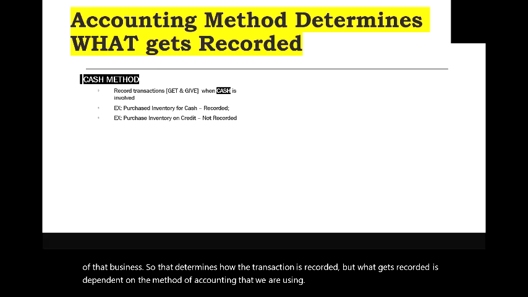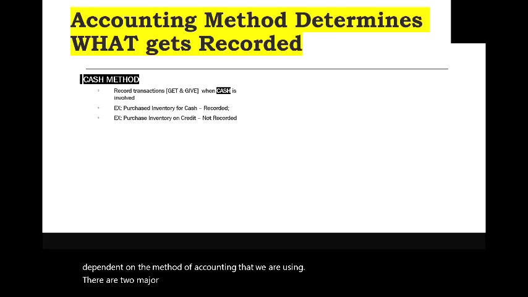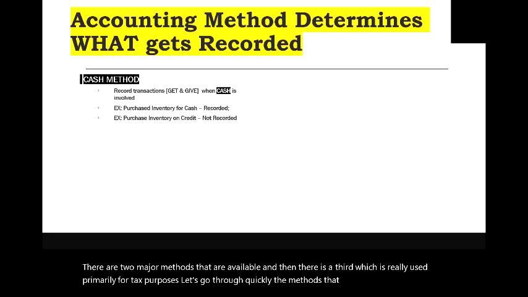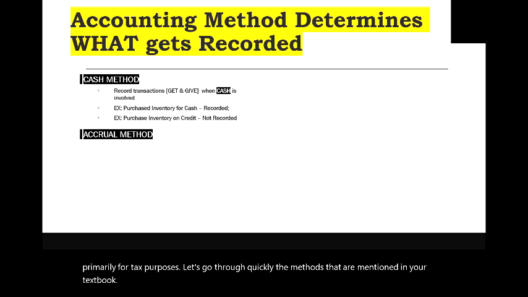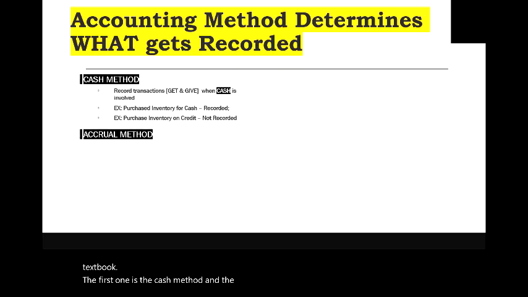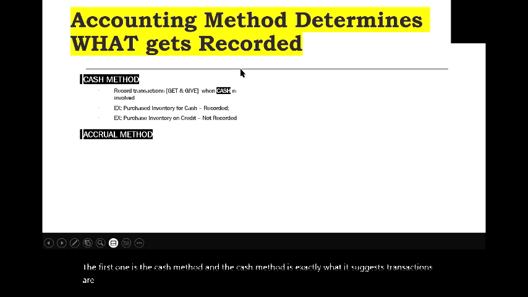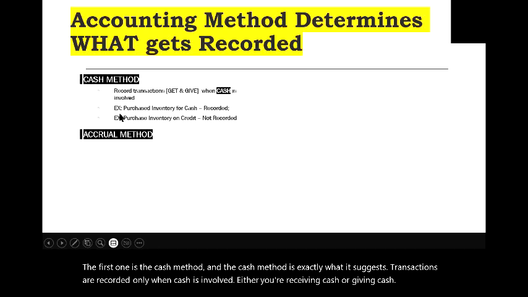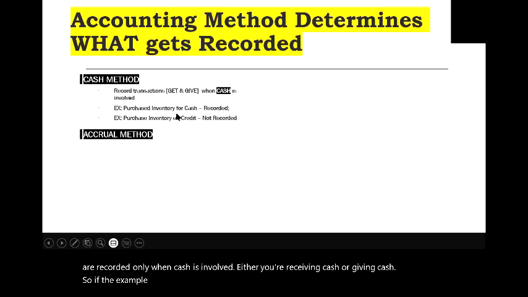But what gets recorded is dependent on the method of accounting that we are using. There are two major methods that are available, and then there is a third, which is really used primarily for tax purposes. Let's go through quickly the methods that are mentioned in your textbook. The first one is the cash method. And the cash method is exactly what it suggests. Transactions are recorded only when cash is involved. Either you're receiving cash or giving cash. So if the example is purchase inventory for cash, it would get recorded.